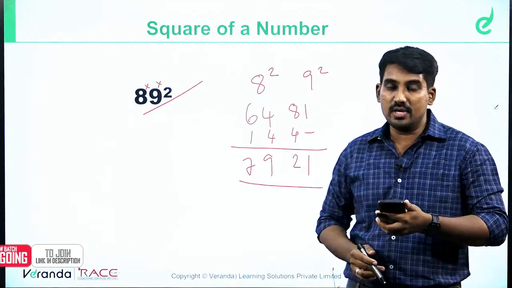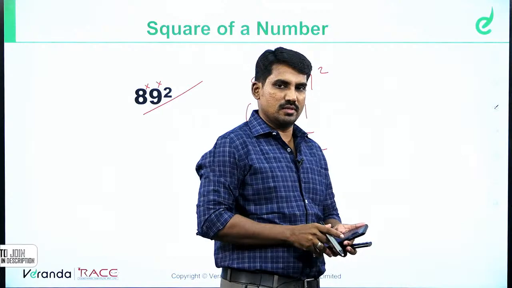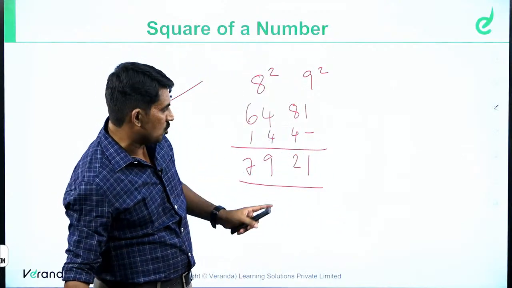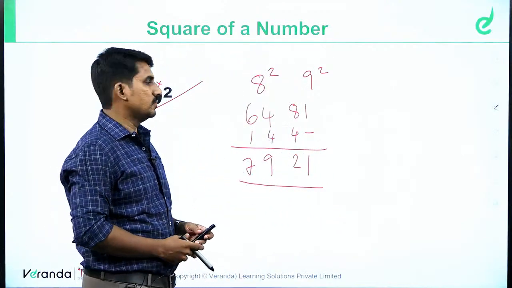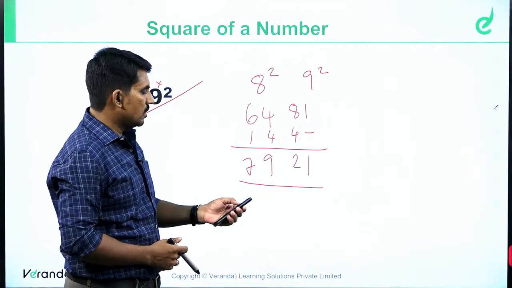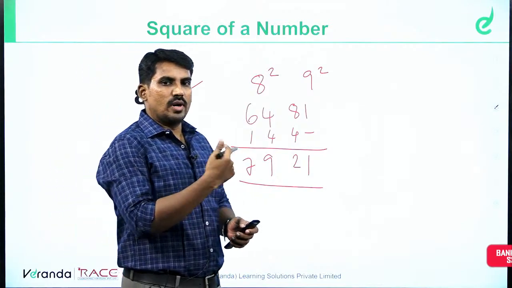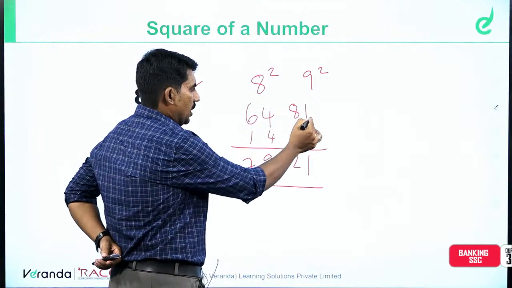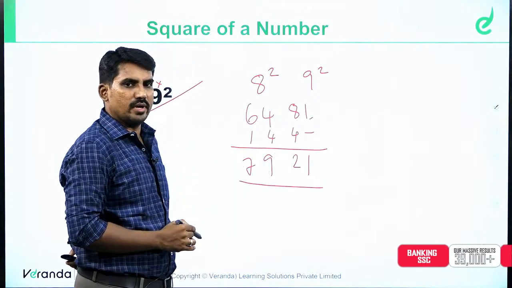Good, Maheshwari, Sherin got the answer, 7921. Yes, that is the right answer. Now, 9 square we have taken as 81, 8 square 64.